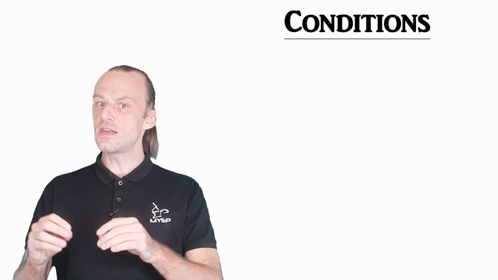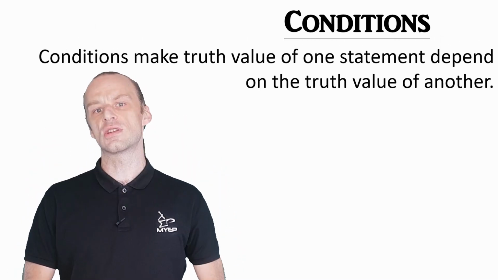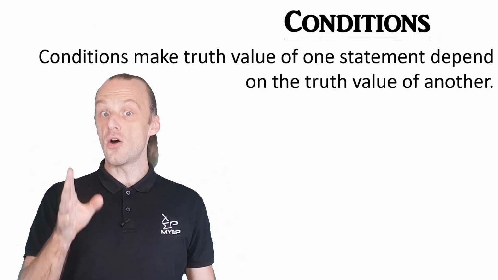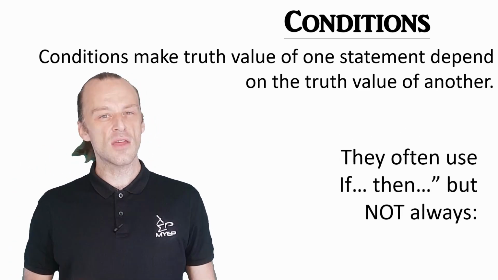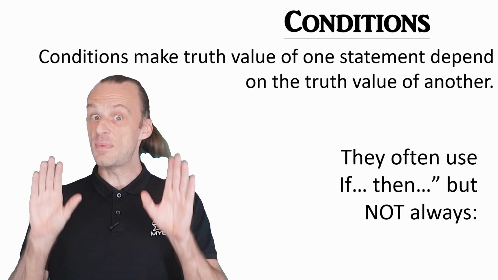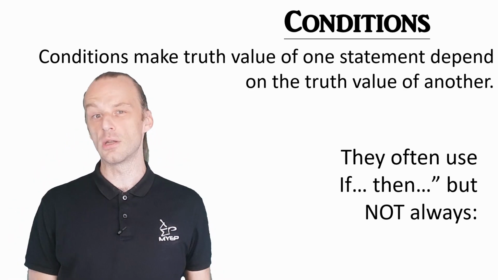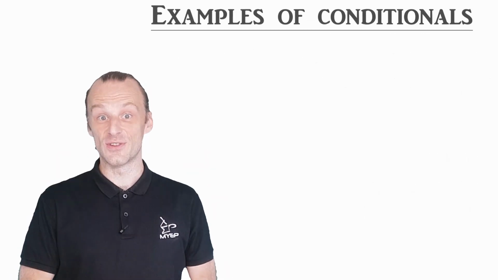Next, we come to the conditional, which makes the truth value of one statement depend on the truth value of another statement. Conditionals are often in the form if A, then B, but there are many other ways they can be written, and some of them can be quite confusing. Be very careful with conditional language. Let's look at some examples of conditionals.